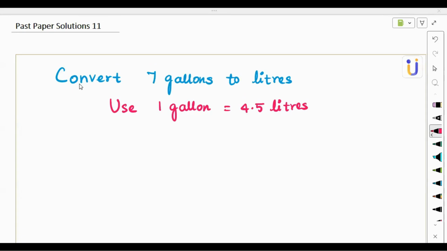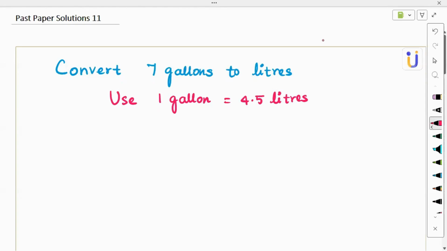We are in the 11th question of the series. Again, a simpler question we have here. It's just a conversion of units, and it's going to be a multiplication of a whole number and a decimal. Let's get started. Convert 7 gallons to liters. Use 1 gallon equal to 4.5 liters.